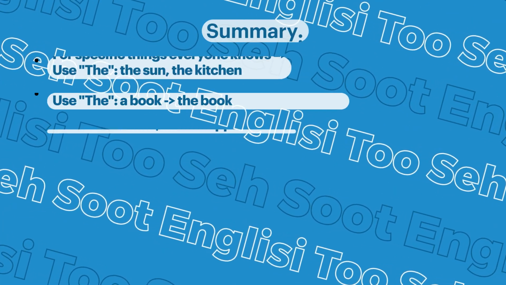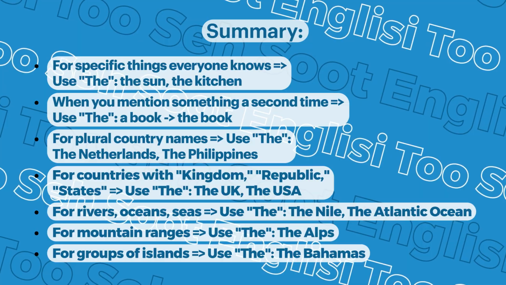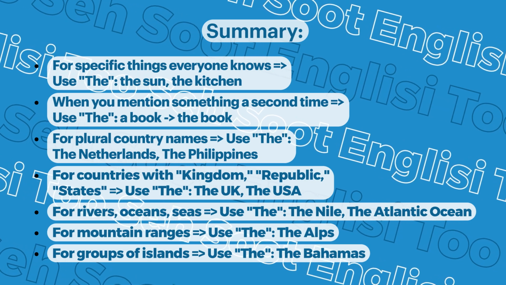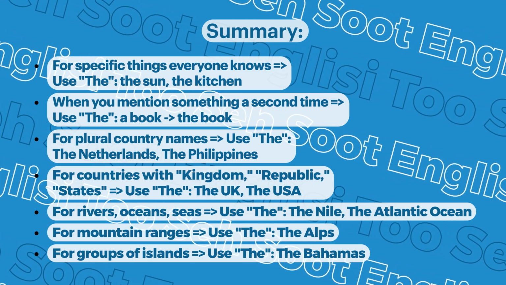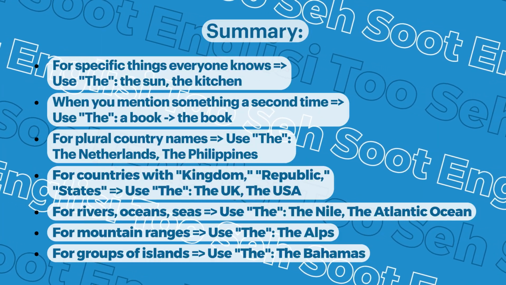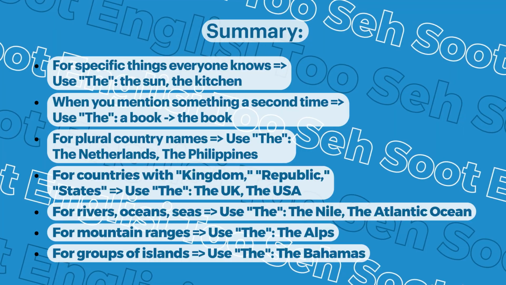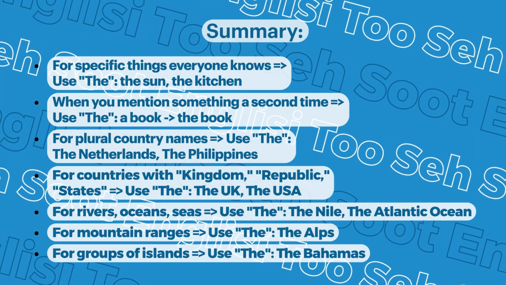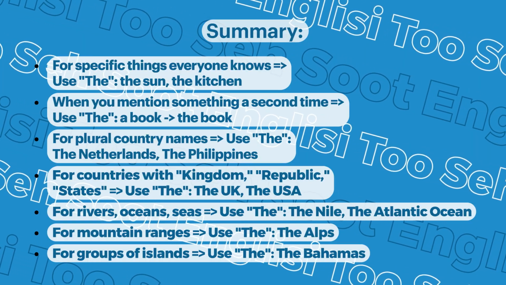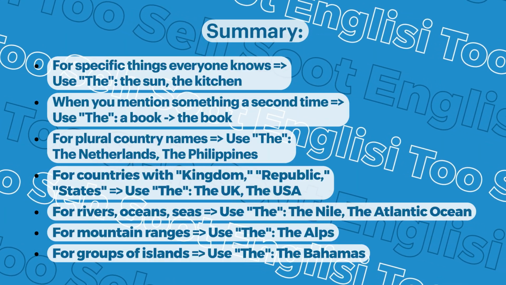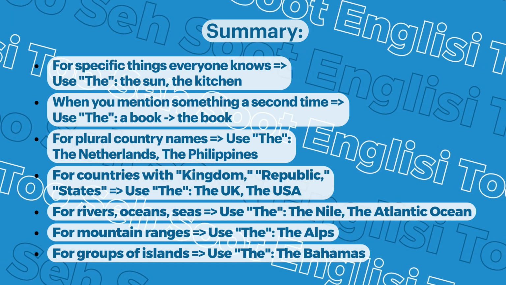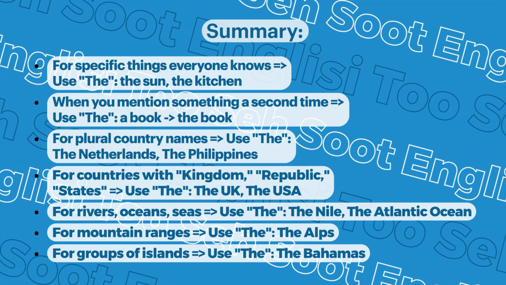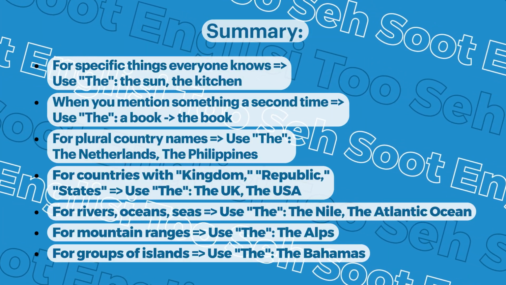Okay, let's have a quick summary. When to use "the": for specific things everyone knows, for example, the sun, the kitchen for that specific house, etc. When you mention something a second time, we say, I saw a book, then we say, the book was pretty big. And for plural country names, for example, the Netherlands, the Philippines, and also for countries with kingdom, republic, state, like the UK, the USA, the Islamic Republic of Iran, and for rivers, oceans, seas, the Nile, the Atlantic Ocean, and also for mountain ranges like the Alps, and also for groups of islands, the Bahamas.